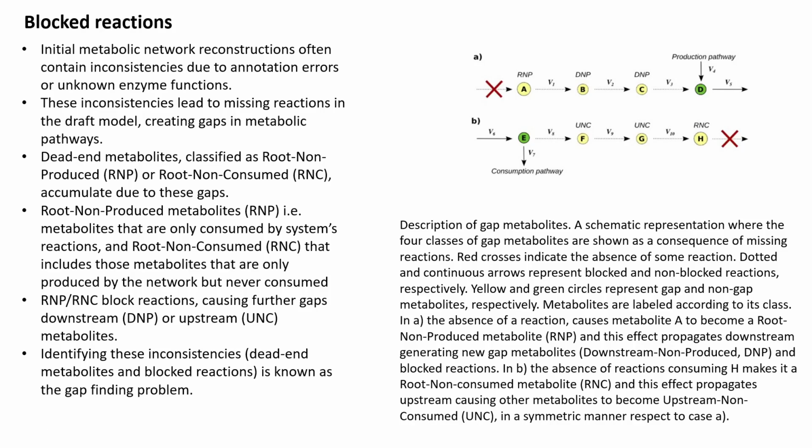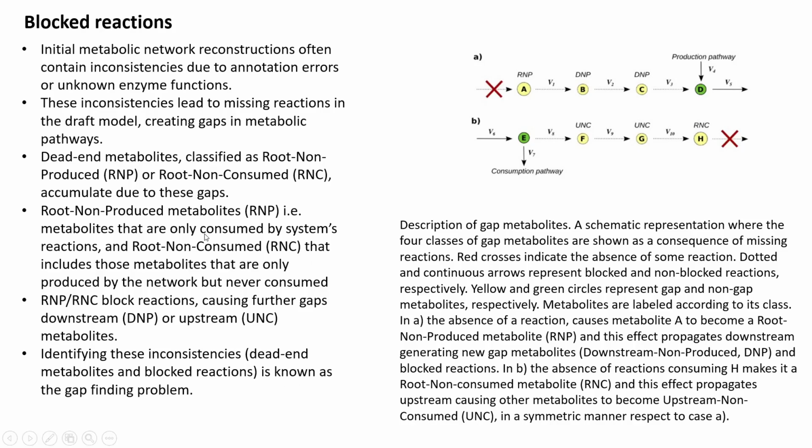So RNP and RNC block reactions cause further gaps downstream or upstream of metabolites. So if you have dead end metabolites, what it contributes to the model is basically incomplete reactions. So these are gaps in your model because you do not have the information, or you do not have the whole reaction information available to you. So identifying these inconsistencies, these dead end metabolites and these blocked reactions is known as the gap finding problem.